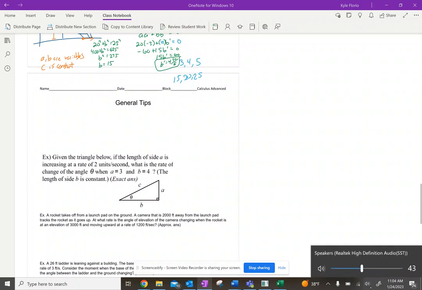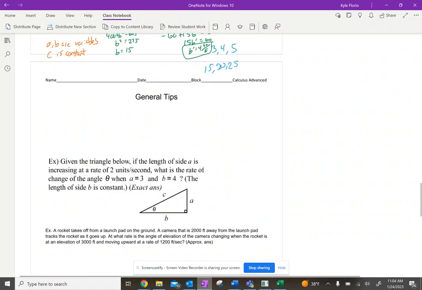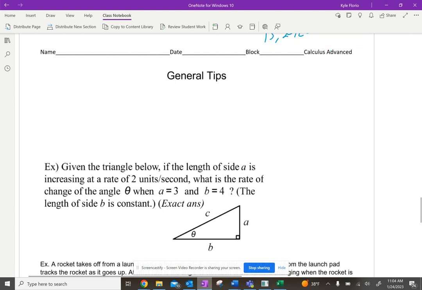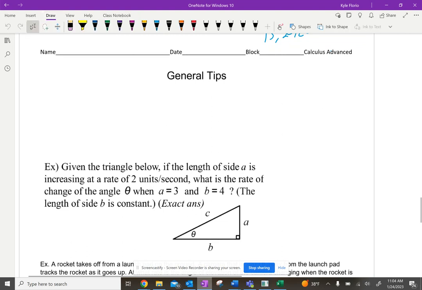Welcome back, Calculus. We're going to look at the last part of related rates. I'm calling this related rates part four, where we look at the rate of change of how angles move in triangles. So, angular related rate problems. There will be some trig involved.